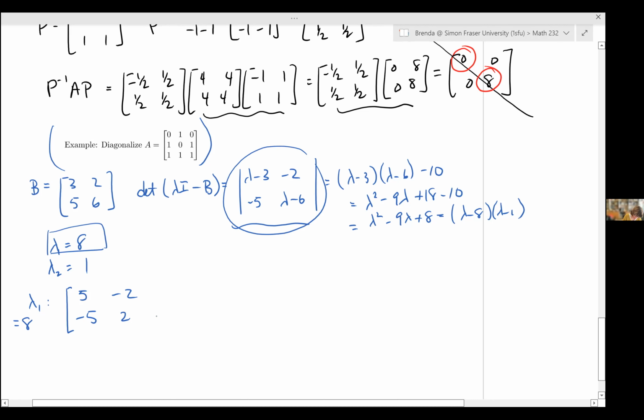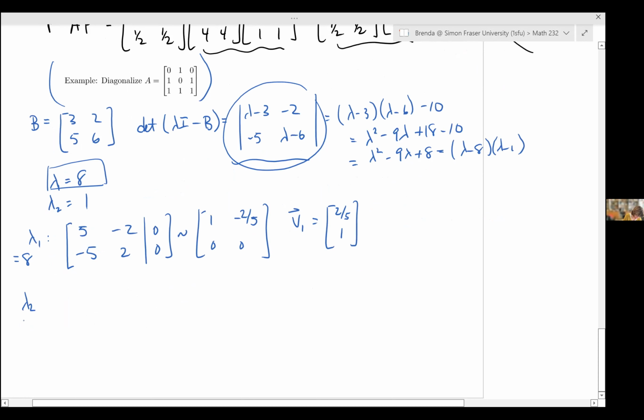And if I want to, I can put these things here to show what I'm doing. I am row reducing to find out which values give me 0. I get here 1, minus 2/5, 0, 0. And I get the corresponding eigenvector is 2/5, 1. I go through the same procedure with lambda 2 equal to 1. And I get here minus 2, minus 2, minus 5, minus 5. And I'm going to row reduce that.